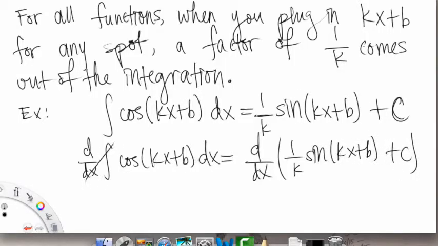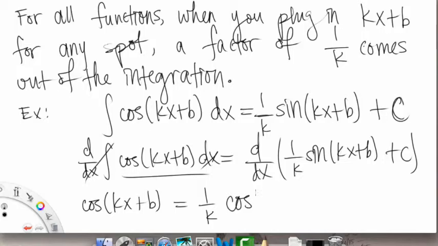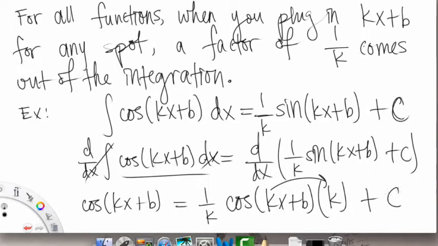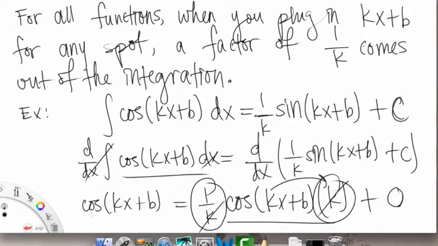When we do this, on the left side we just get cosine kx plus b, and that should equal 1 over k times, when we differentiate, a positive cosine of that same thing, and according to the chain rule, we have to bring out that coefficient on the x, so that'd be a k, plus c, well, not plus c, plus 0. There we go. But see how this k that we brought out, we needed this factor of 1 over k already in the front, so that those two can cancel out to become a 1. And we actually get the cosine kx plus b on the right side, as well as the cosine kx plus b on the left side. Okay?